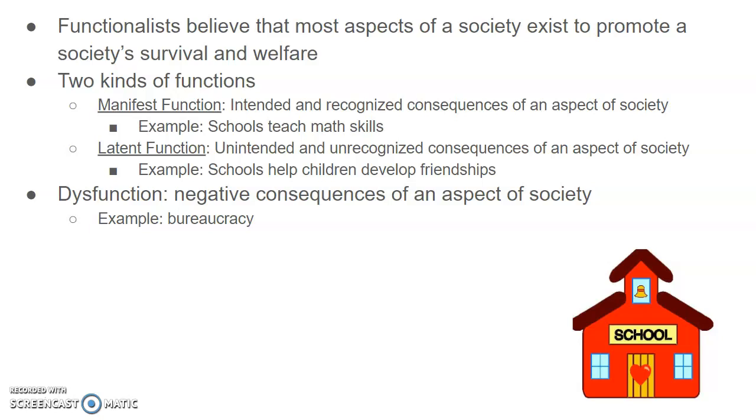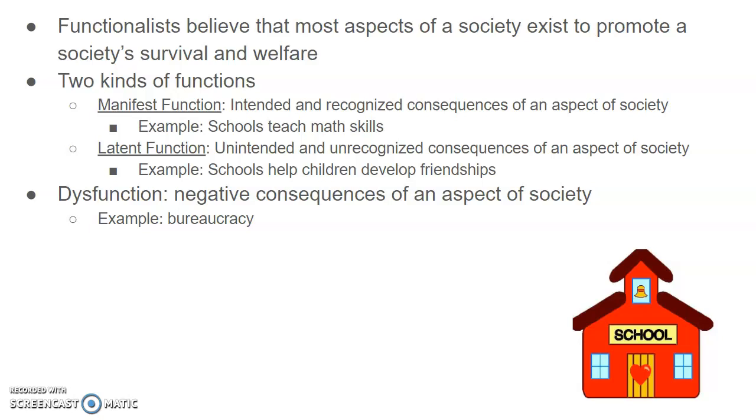The first is a manifest function, which is the consequence that is intended or recognized of an aspect of society. When we're talking about education, we know schools teach math skills. That's its manifest function. That's what they intend to do. They intend to teach those math skills, those history skills, those science skills. But there are some underlying functions as well, and these are called latent functions. These are unintended and unrecognized consequences of an aspect of society.